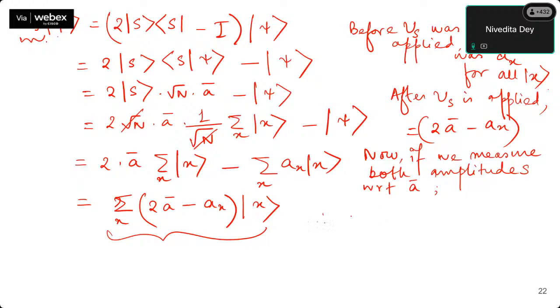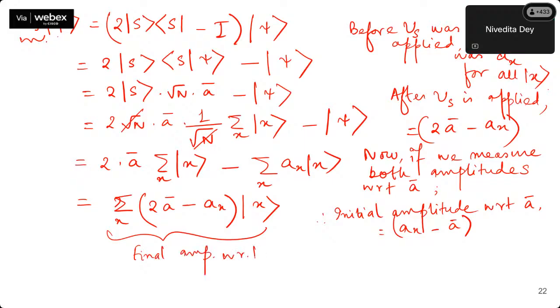the initial amplitude with respect to my mean is nothing but ax minus a bar. That is the deviation, or the gap that I am taking with respect to the mean; this is just a scale, and that scale is the mean. And the final one, on application of this, with respect to my mean a bar will be, say ax was a bar, I'm just writing it in a different way, say ax was a bar plus minus delta.